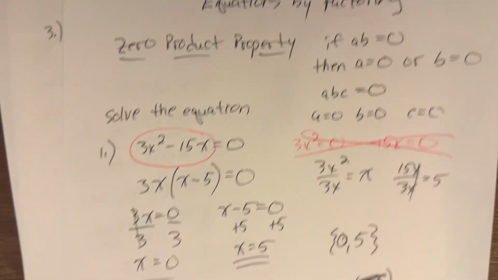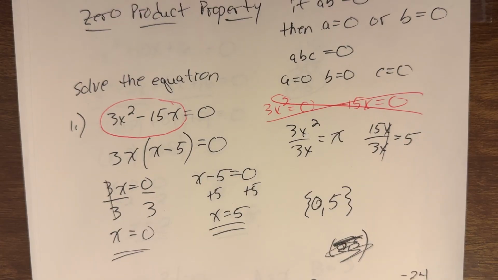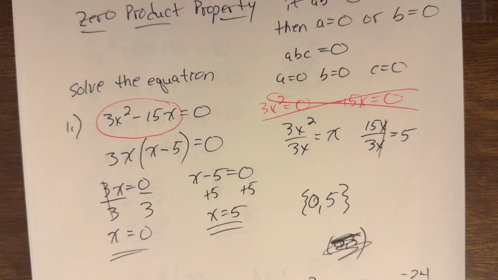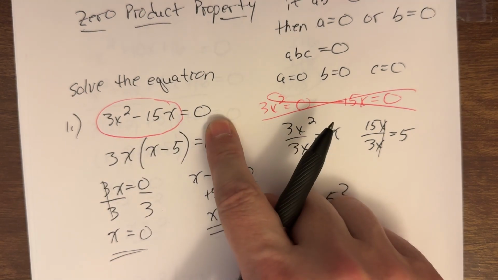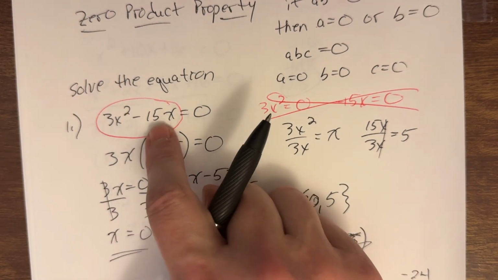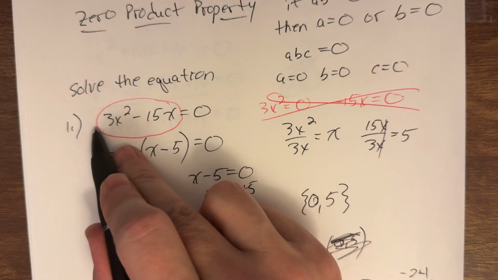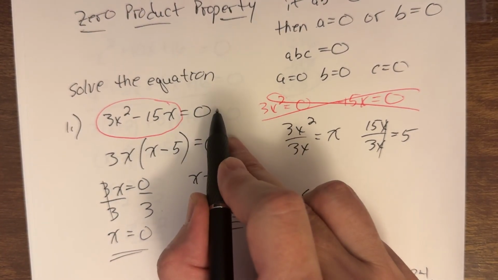Go back to the very beginning, everybody. You could do this for every single problem. How do you know you're correct? How do you check your work? The same way we've checked equation solutions from the beginning. Here, take it, plug it back in the original. 3 times 0 squared minus 15 times 0. 0 squared is 0, times 3 is 0, 15 times 0 is 0, 0 minus 0 equals 0.